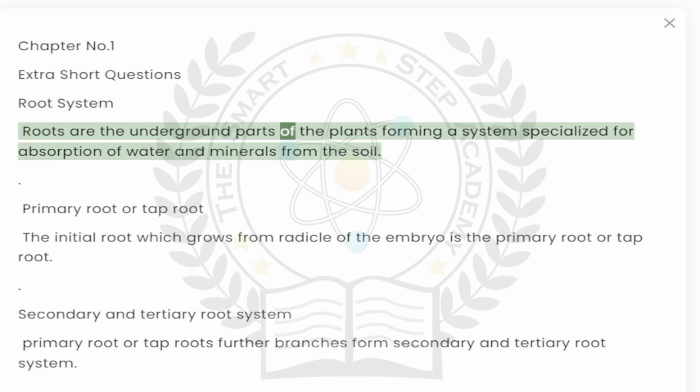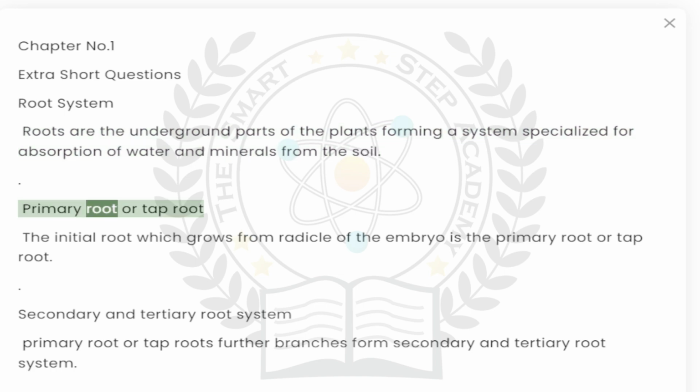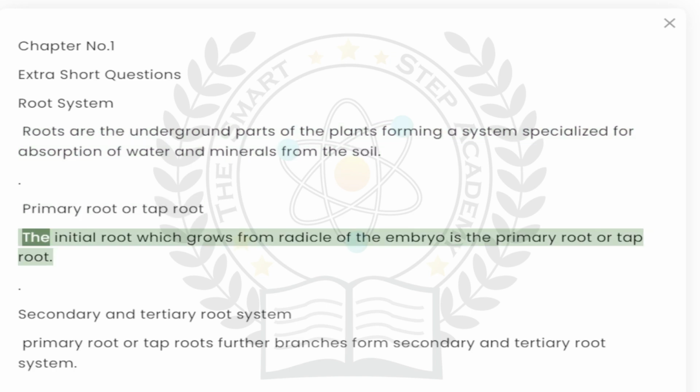Roots are the underground parts of the plants forming a system specialized for absorption of water and minerals from the soil. Primary root or tap root. The initial root which grows from radicle of the embryo is the primary root or tap root.